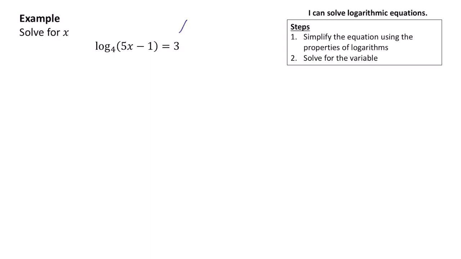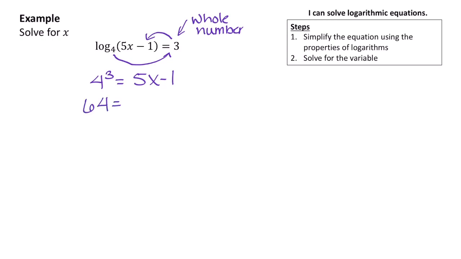Notice over here we have a whole number. We do not have a logarithm. So that is when we know to use this property. I'm going to use my exponential form to rewrite this equation. So I get 4 to the third equals 5x minus 1. 4 to the third is 64. Remember, you can do that on your calculator. That is 4 caret 3, which is also 4 times 4 times 4. So you'll get 64, and that equals 5x minus 1.